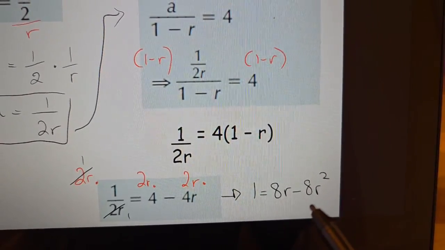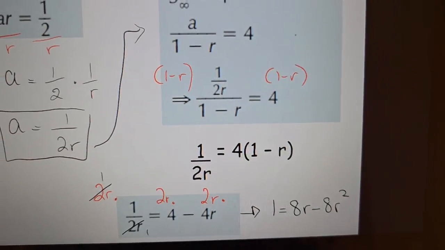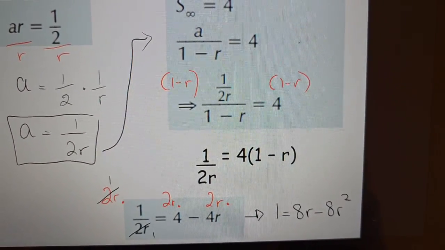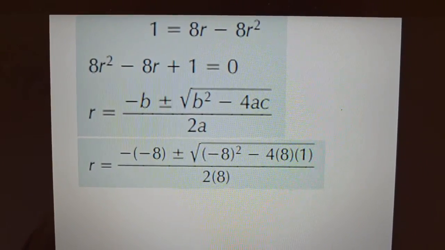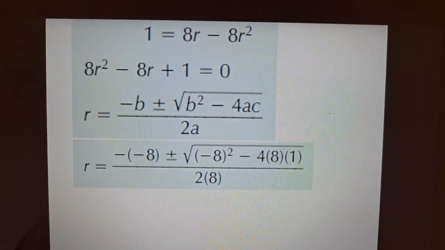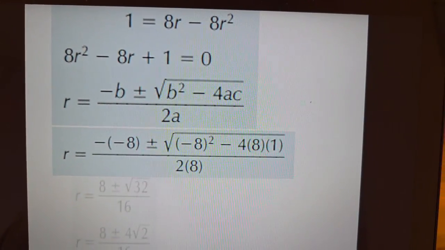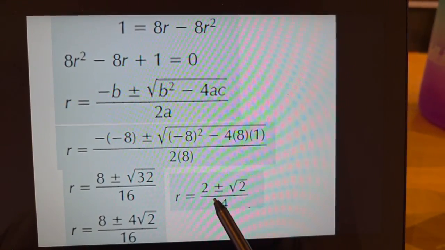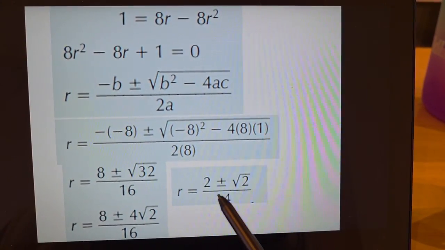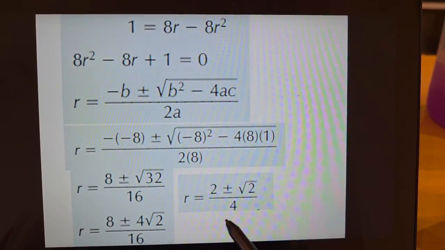Now it's starting to look like a quadratic. Bring the 1 over and subtract it, and the whole thing then equals 0. Solve it using the minus b formula. Okay, so I subbed into my minus b formula. a is 8, b is minus 8, and c is 1. I will get out two solutions for r. r is going to equal 2 plus the root of 2, over 4, or else r is going to equal 2 minus the root of 2, over 4. Leave it in that format.